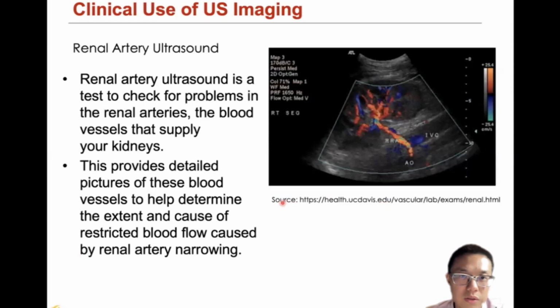We can also use ultrasound imaging for the renal artery. This renal artery ultrasound is a test to check for problems in the renal arteries, the blood vessels that supply your kidneys. It will provide detailed pictures of these blood vessels to determine the extent and the cause of restricted blood flow, maybe caused by renal artery narrowing.